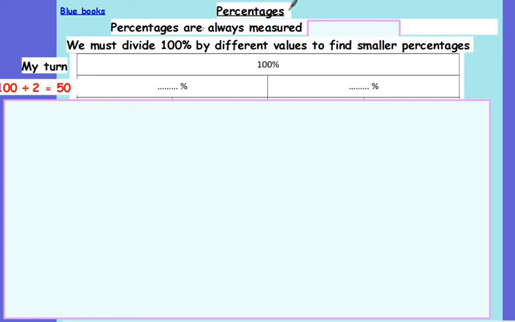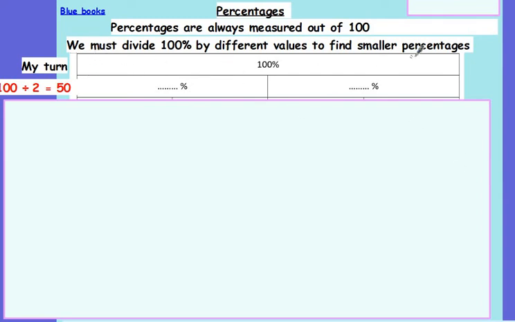In your dark blue books, can you give me the title percentages? And underneath, percentages are always measured in what, Melissa? They are always measured out of 100. We said percentage came from the Latin out of 100, so percentages are always measured out of 100. And we must divide 100% by different values to find smaller percentages of a number.